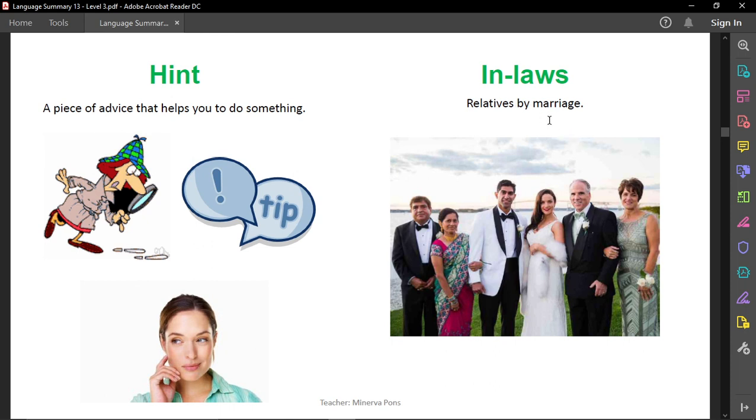In-laws. Relatives by marriage. Basically, your in-laws can be your father-in-law, mother-in-law, sister-in-law, etc. They are the new family that you get after you get married to your husband or wife.